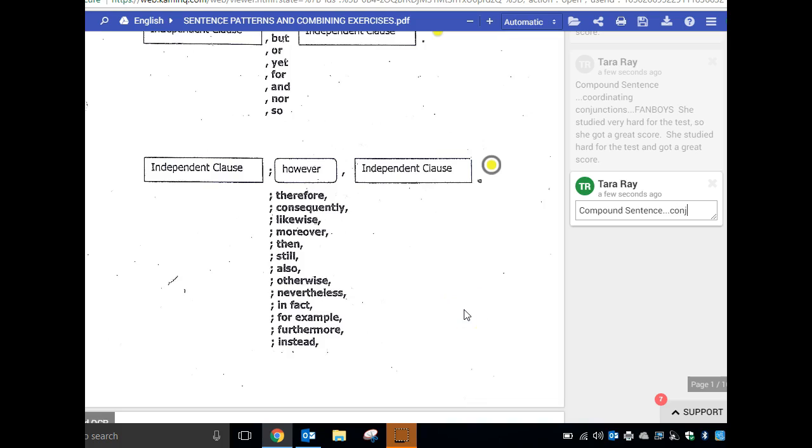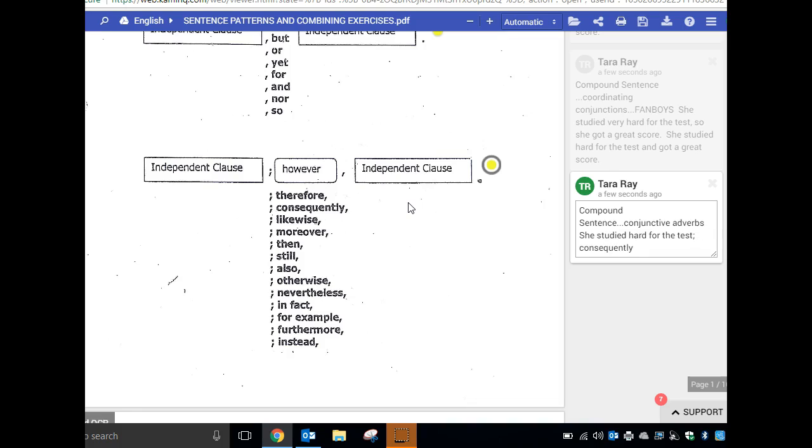These are called conjunctive adverbs. They have to be punctuated this way: semicolon, conjunction, comma, if what's on either side is actually an independent clause. Remember, it can stand on its own. So I could say, she studied hard for the test.